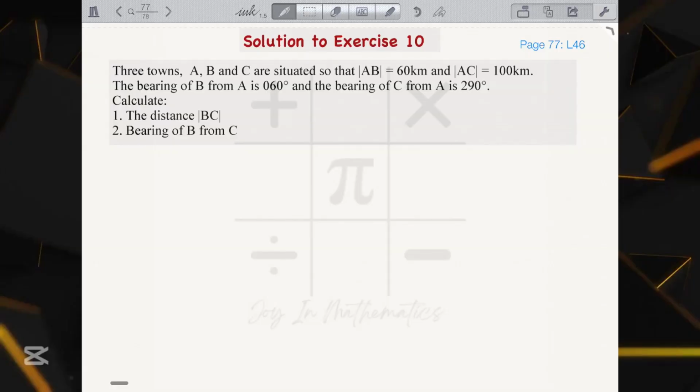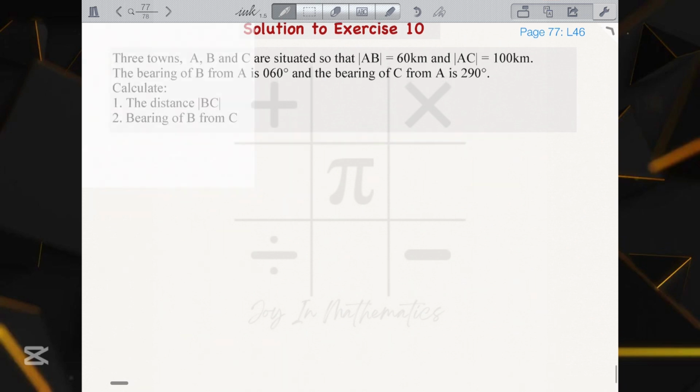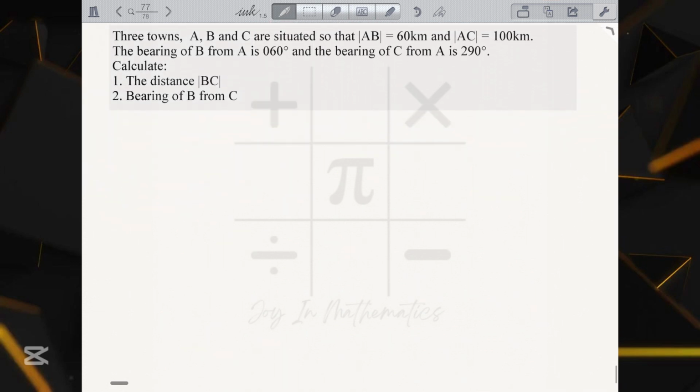Now let us solve exercise 10 together. We have that three towns A, B, and C are situated such that AB is 60 kilometers, AC is 100 kilometers. The bearing of B from A is 60 degrees and the bearing of C from A is 290 degrees. The first thing we do is to represent this in a diagram.